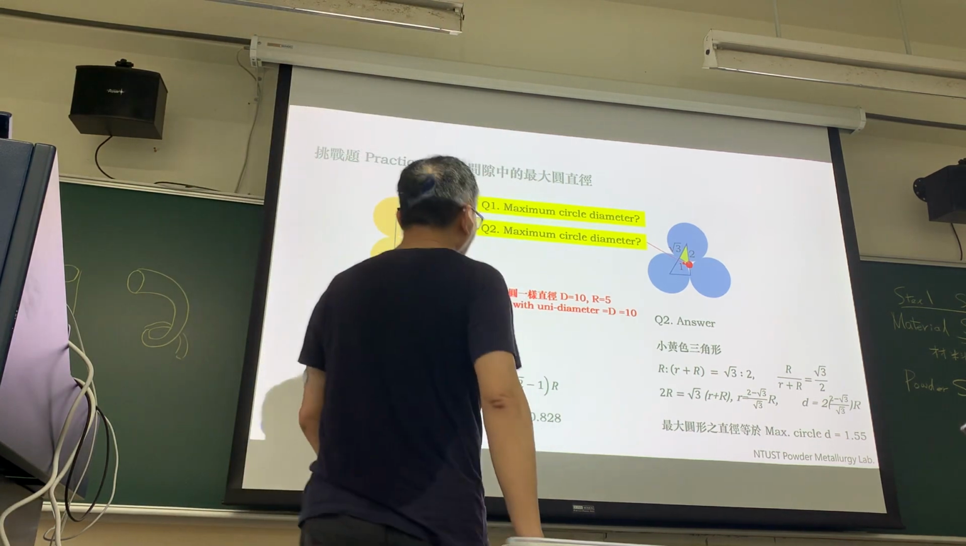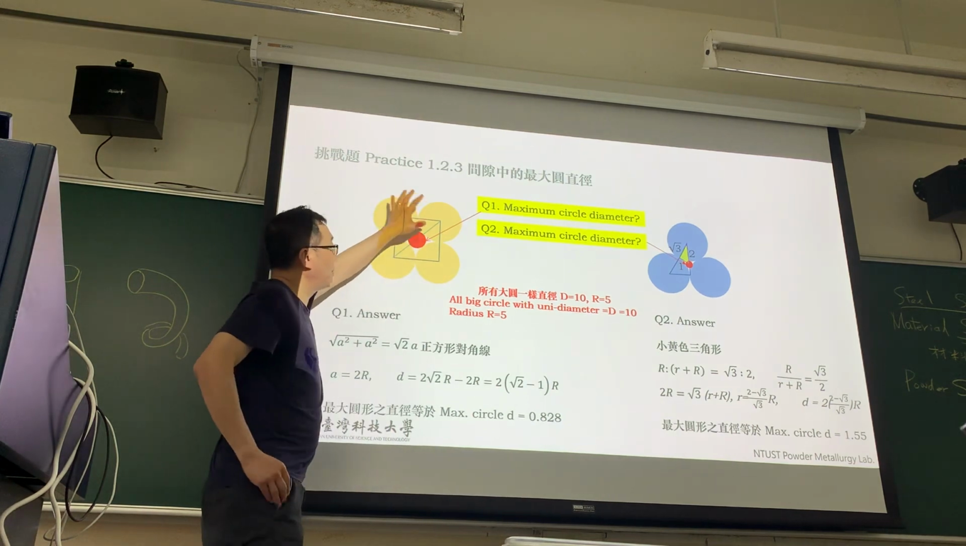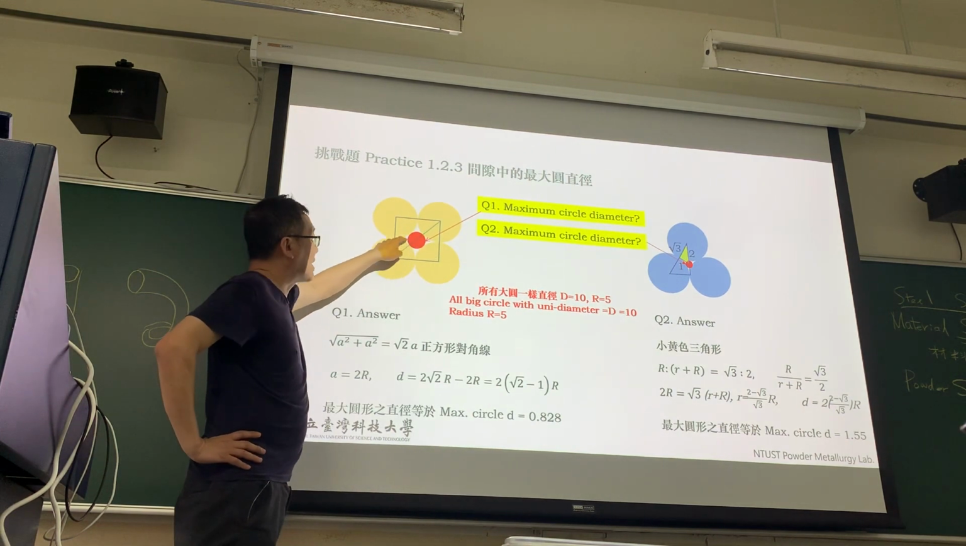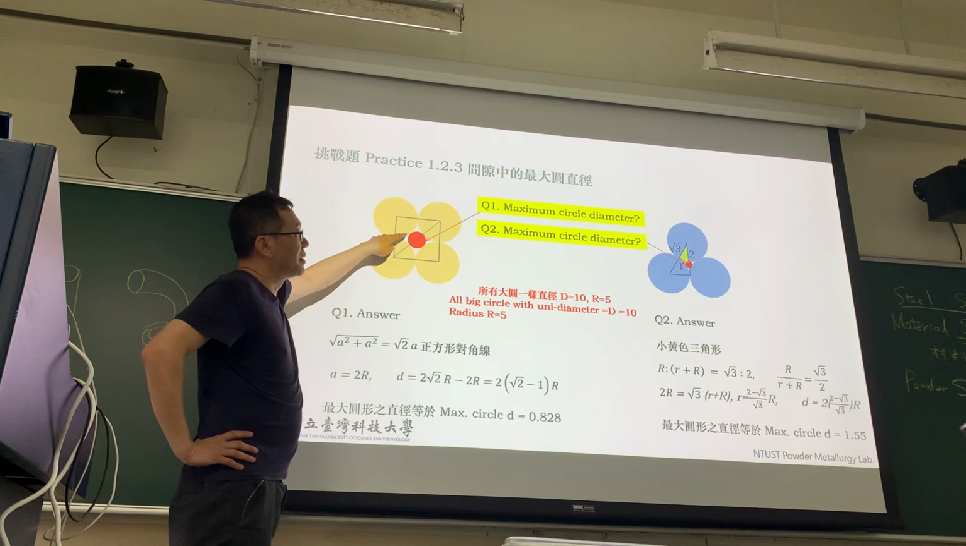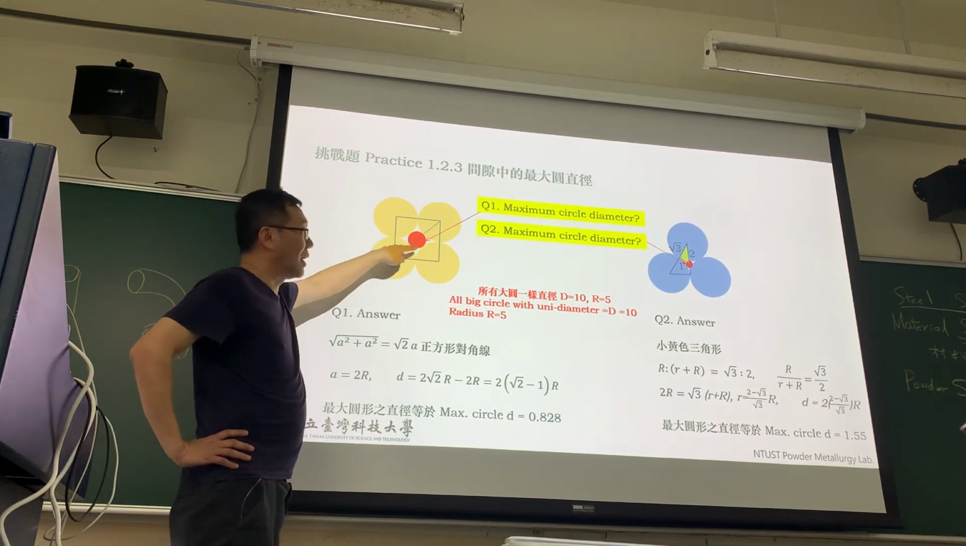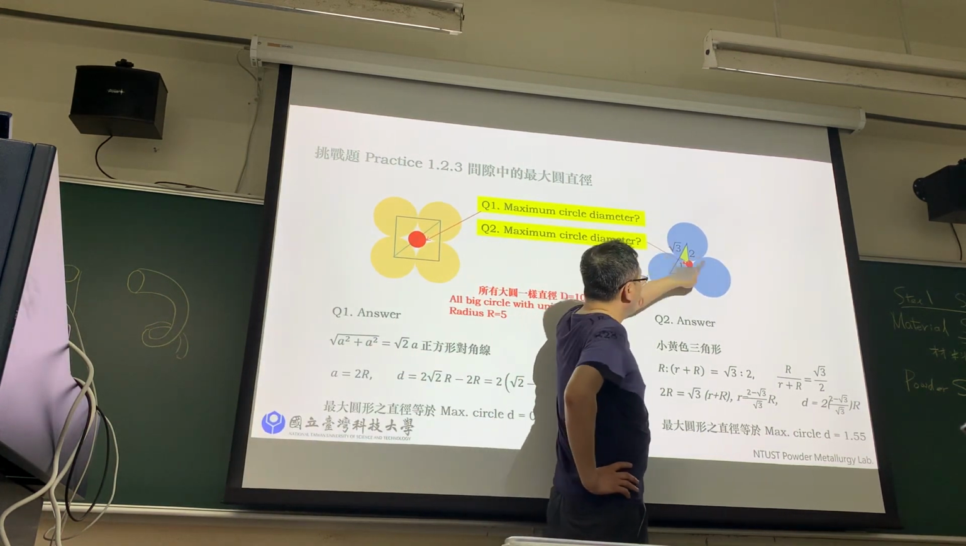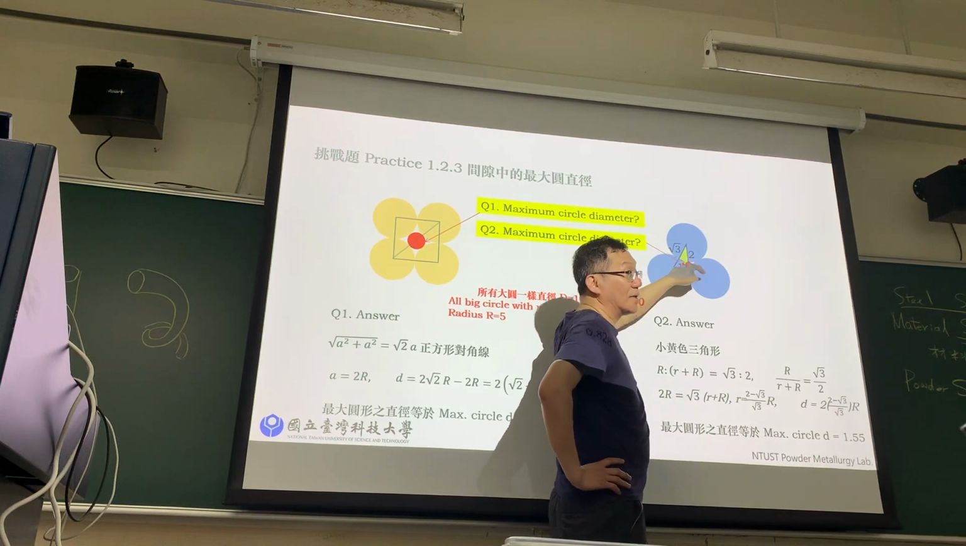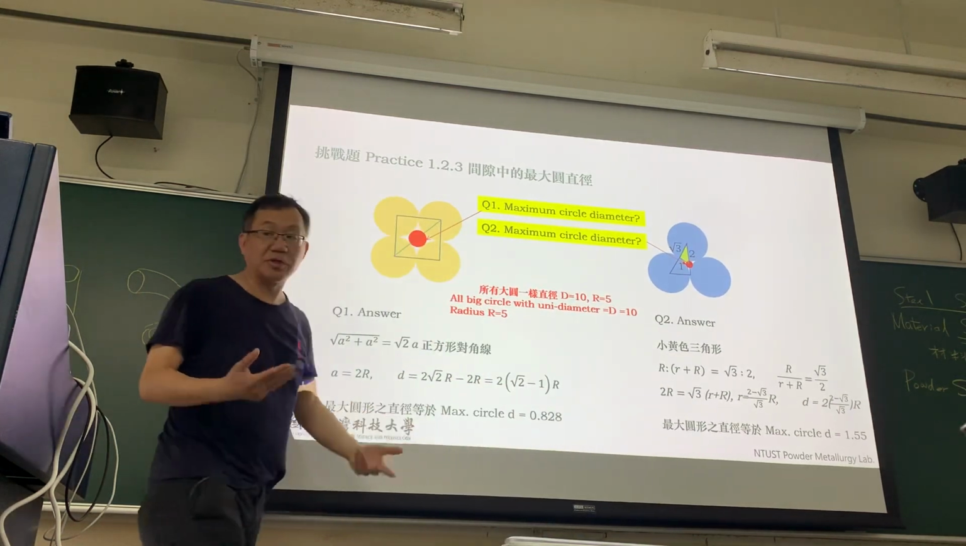Okay, so this one is four circles in the center, and the maximum circle is 1. And this one is 3, maximum 1. This is 2D. Then the 3D, okay.